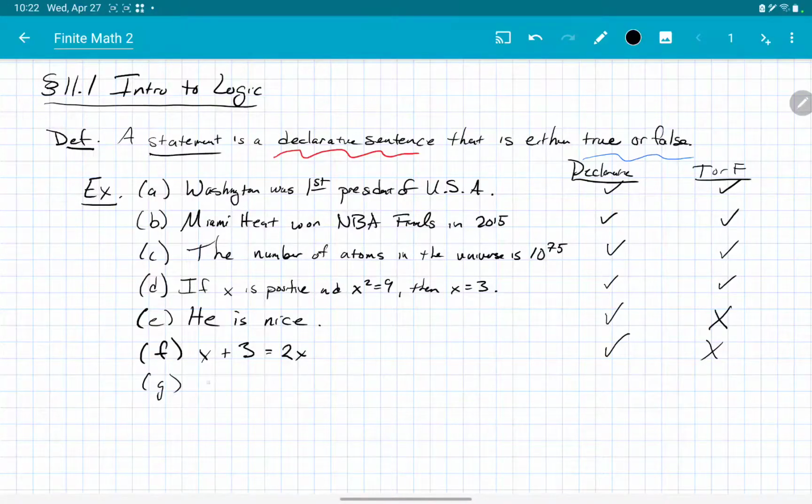And then G, is this fun? Okay, well, that's not even declarative. And if something is not staking any sort of claim, then there's no way to tell if it's true or false. Even if the answer to the question happens to be yes, that does not make the statement true or false. Right? The statement is not claiming any truth. It is merely asking for something. So it's not a declarative statement. So it does not count as a statement. Okay, it's not a declarative sentence, however.